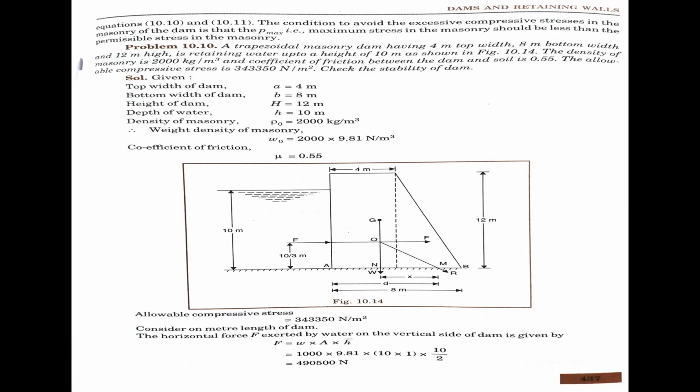You have to practice a number of problems. The derivation parts are very important, so practice them. You have to prepare previous question papers, derivations, and problems. This unit is very, very important. Next class I will explain example problems on the stability of dams.